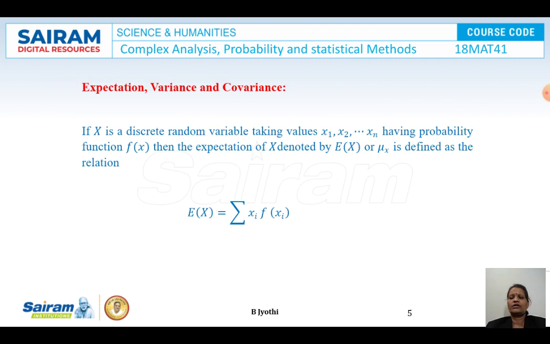Now, what we are going to learn in this video are the expectation, variance and the covariance. If x is a discrete random variable taking the values x1, x2, etc., xn having the probability function f(x), then the expectation of x, denoted by E(x) or mu x, is defined by the relation E(x) is equal to the summation of xi into f(xi). This is the expectation, which is denoted by E(x) or mu x.